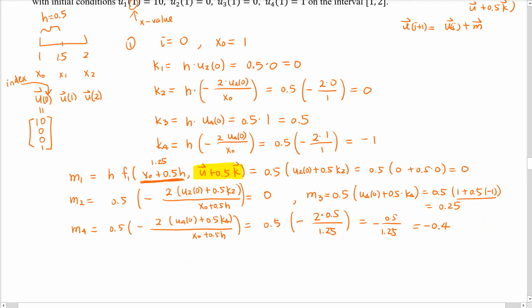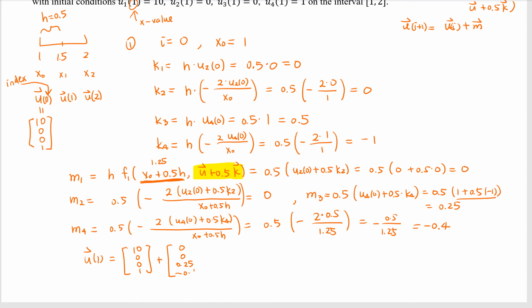Okay, so we have the M, then we have the U. U1 is now 1, 0, 0, 1 plus the M. The M is 0, 0, 0.25 and minus 0.4. When we add them, we get 1, 0, 0.25, and 0.6. So far, so good, everybody. So let me write it down here: 1, 0, 0.25, and 0.6. Okay? So this is the first step.